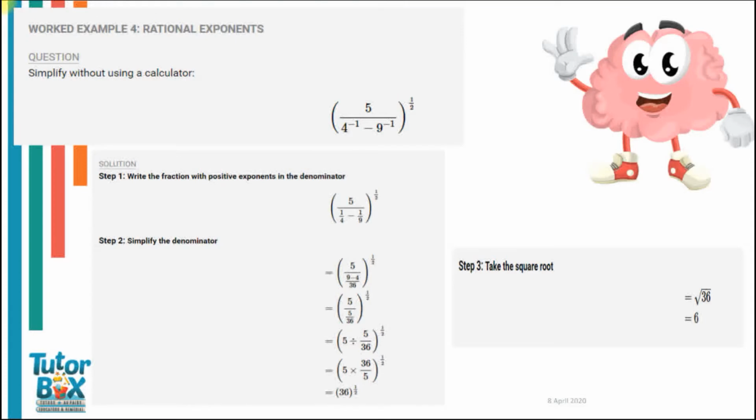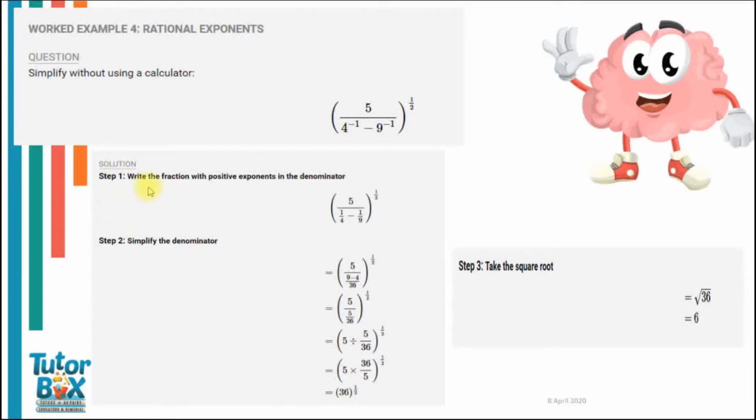Now let's just quickly look at this example. So it says simplify without using a calculator. Okay, so that means you have to use those laws or definitions. So you have 5 over, guys, isn't this cute? So you have 5 over 4 to the power of minus 1 minus 9 raised to the power of minus 1, and then all that raised to the power of half.